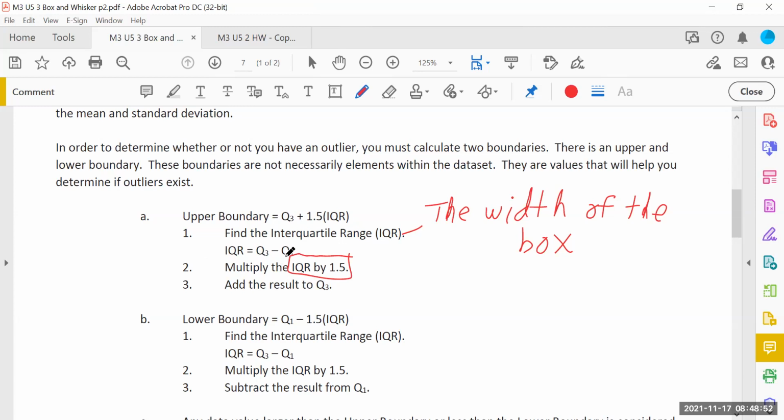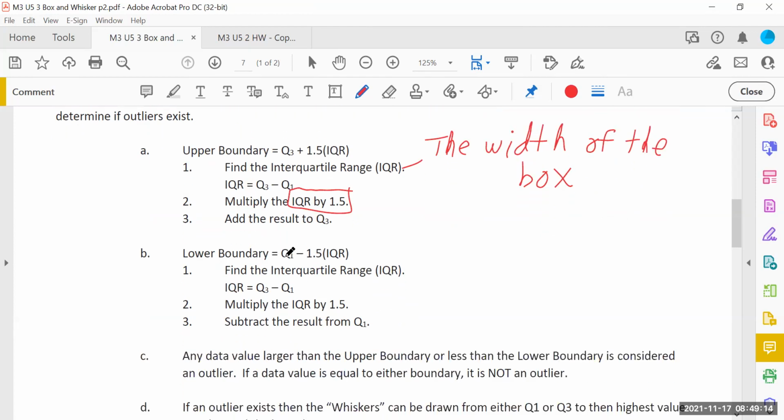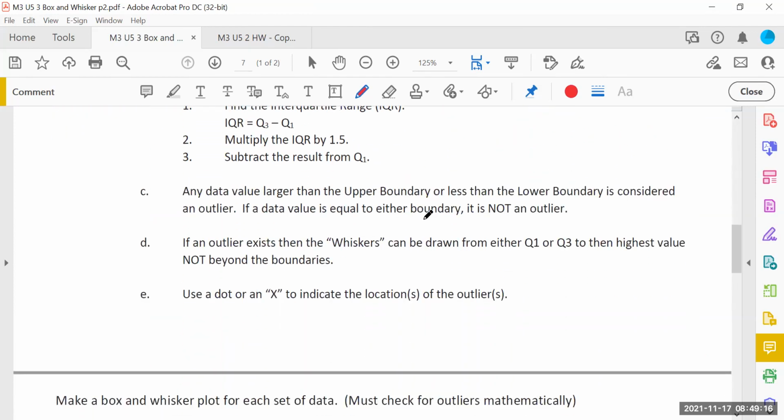So for the upper boundary, we add that to Q3. So here's my box. I go 1.5 IQRs above it. And then from Q1, I subtract 1.5 IQRs below that. That now is my lower and upper boundary. Anything outside of that is an outlier. So let's try it. Oh, and real quick, if it's on the boundary, it's not an outlier. On the boundary is okay. It has to be past the boundary.